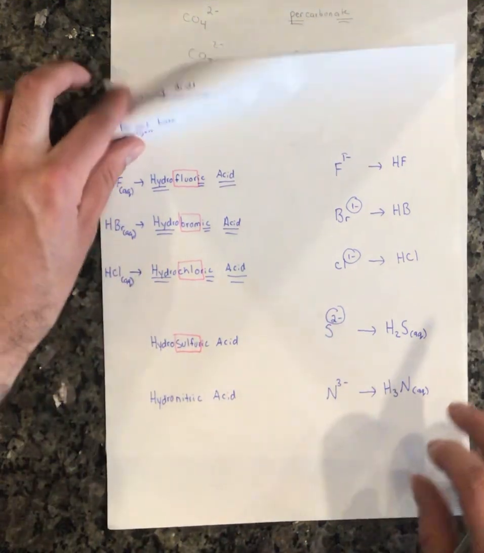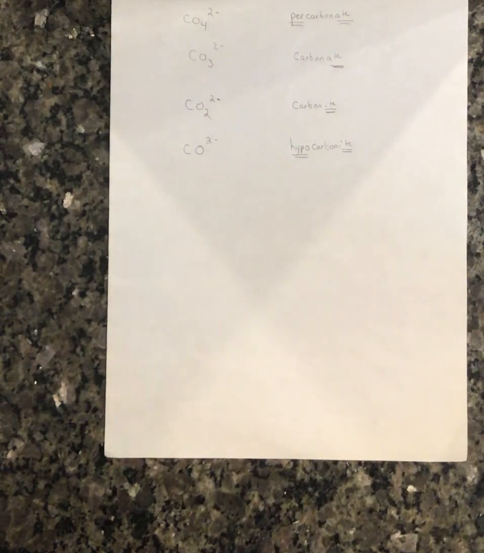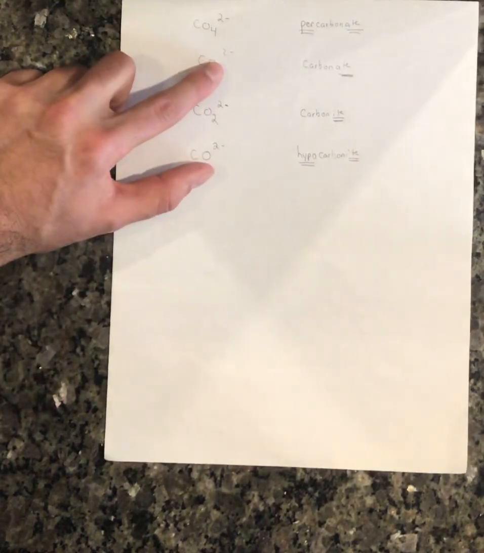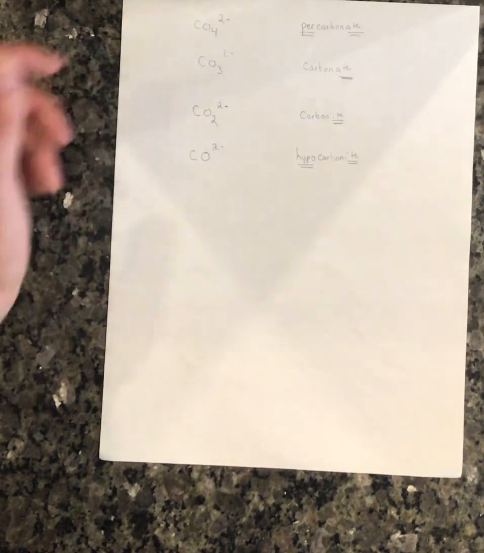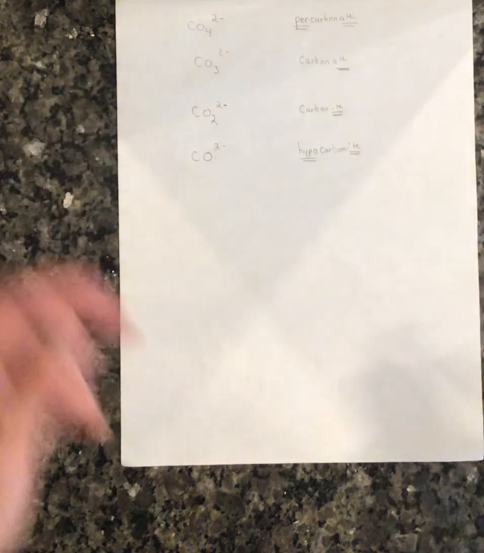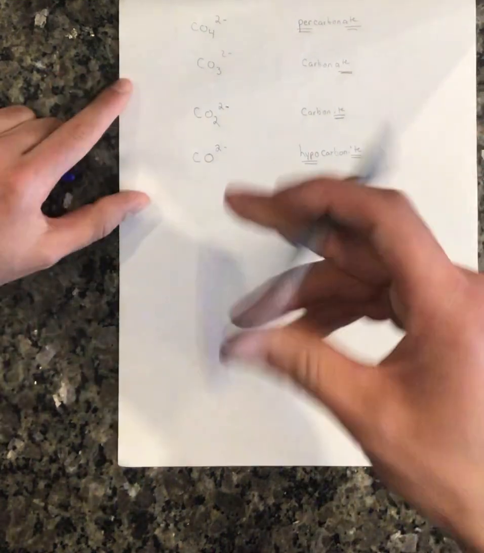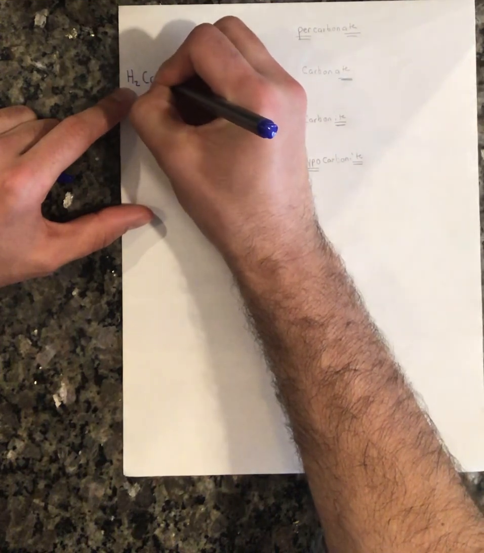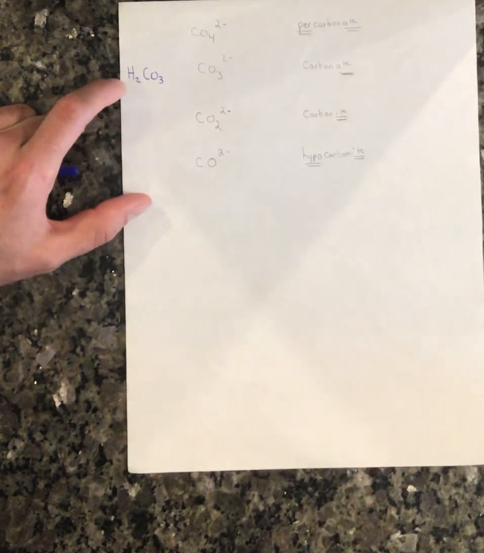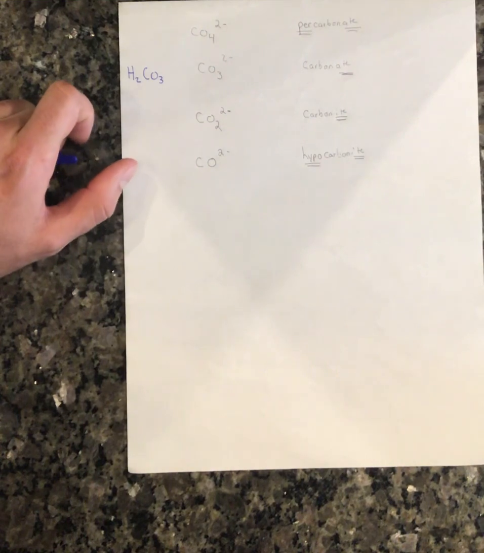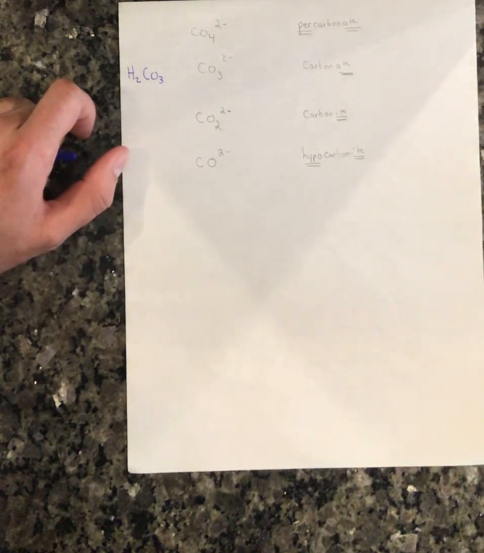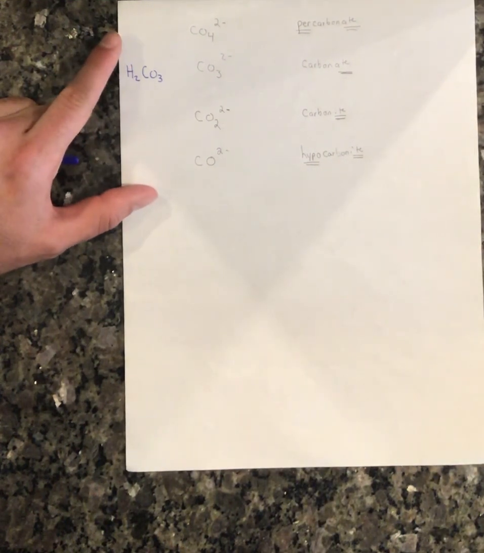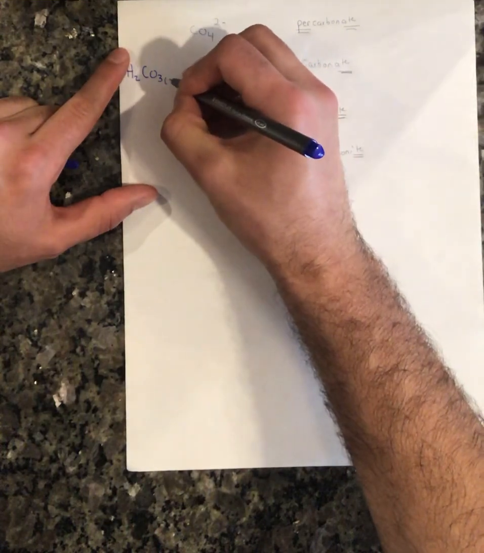So the same thing is going to happen with these ones. Carbonate has a 2 negative charge. So how many hydrogens should we put? Well, we're going to put 2. So we will get H2CO3. And once again, the charge goes away because I'm balancing it out with my hydrogens. Now, because this is an acid, I need to put my aqueous sign.